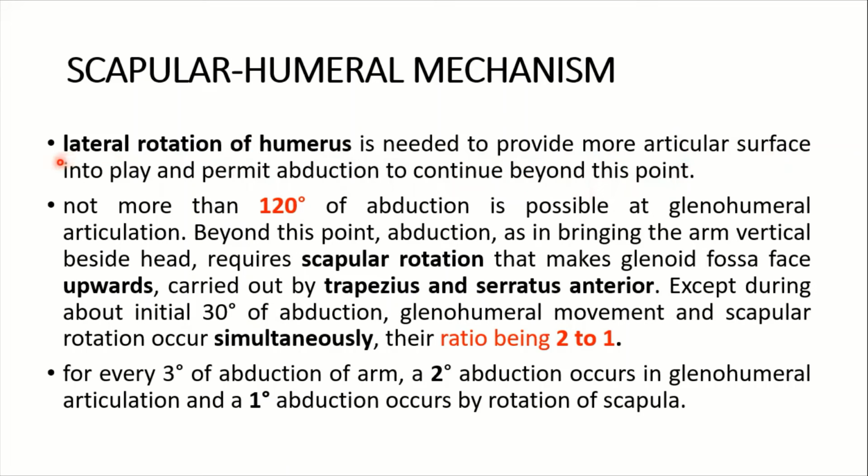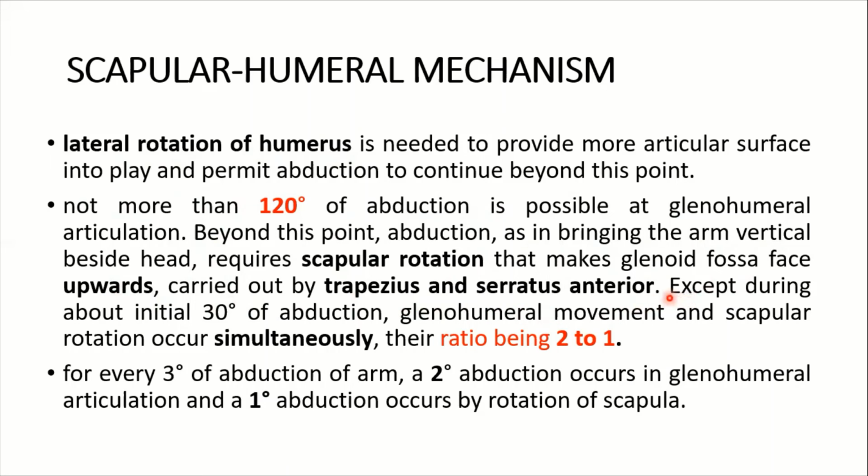So beyond 90 degrees, what occurs? Lateral rotation of the humerus, as before that, complete occupation of the glenoid cavity by the upper part of the humeral head articular surface is taken up. Not more than 120 degrees of abduction is possible at the glenohumeral articulation. Beyond this point, abduction, as in bringing the arm vertical beside the head, requires scapular rotation that makes the glenoid fossa face upwards, carried out by trapezius and serratus anterior.